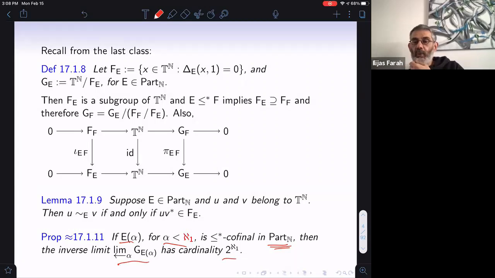has cardinality 2 to aleph 1. Right, so there were only two tricks to the proof. One was that at limit stages of countable cofinality, every element of the inverse limit is realized by a single element of the group, which was just diagonalization of length aleph 0. And the second point was that we can branch, that we can embed the complete binary tree of height aleph 1 into this inverse limit.